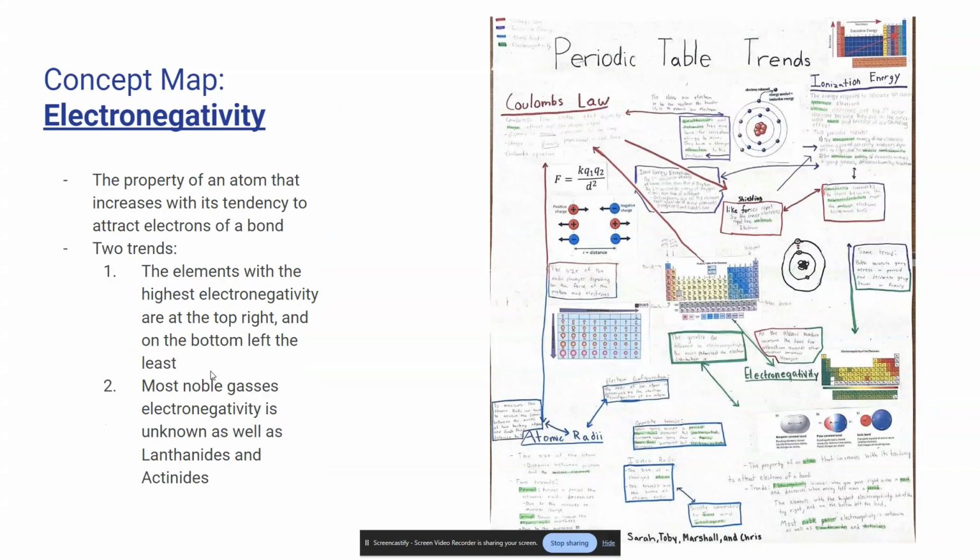Electronegativity: the property of an atom that increases with its tendency to attract electrons of a bond. There's two trends here. One, the elements with the highest electronegativity are at the top right, and on the bottom left, the least. Two, for most noble gases electronegativity is unknown, as well as electronegativity for lanthanides and actinides.